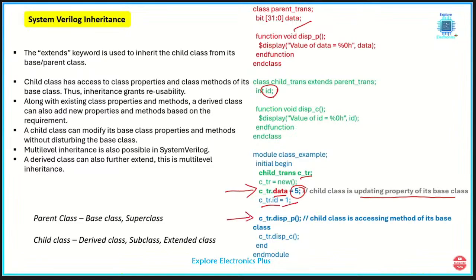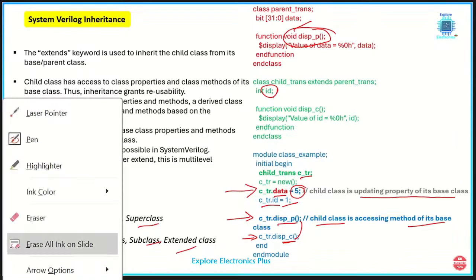If you call the function c_tr.disp_p, disp_p is the function of the parent. Now this child class is accessing the method of the base class, right? And also the child class can access the methods which are there in the parent class as well as the child class, right? So the terms we use to represent a parent class: sometimes we call it parent class, base class, or super class. The child class will be called derived class, subclass, or extended class. There are different names we use to represent a parent class and a child class.